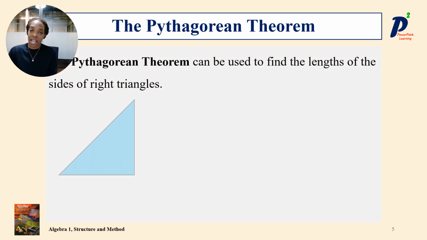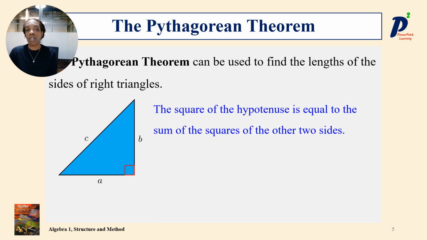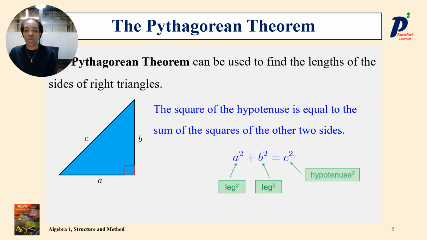We use the Pythagorean theorem to find the lengths of the sides of a right triangle. The theorem states that the sum of the squares of the legs is equal to the square of the hypotenuse. This is commonly known as a squared plus b squared equals c squared. You will remember that probably forever. Again, that's the sum of the squares of the legs. That equals the hypotenuse squared.